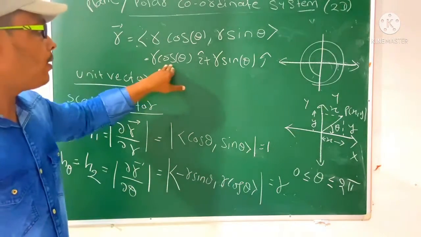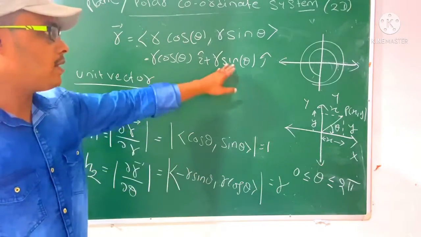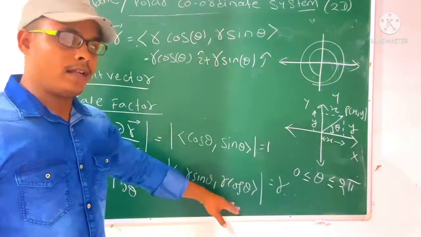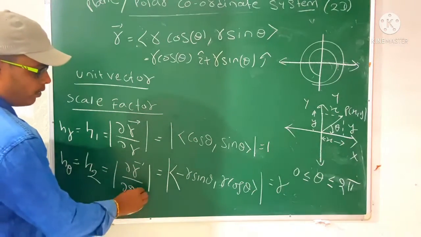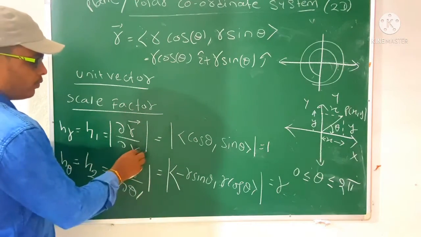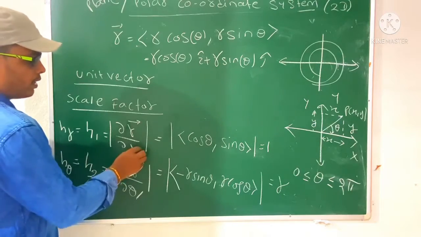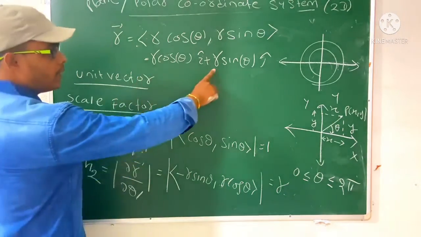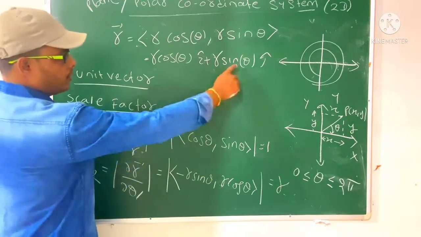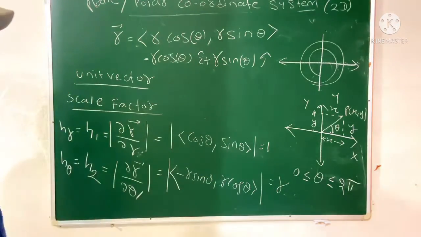So what is the derivative of cos theta? Minus sin theta. What is the derivative of sin theta? That is cos theta. R will be there because when we are doing the partial derivative with respect to theta, r is constant. But when doing the partial derivative with respect to r, theta is constant. So del r by del r is 1, and cos theta sin theta will be there. So this is the scale factor.